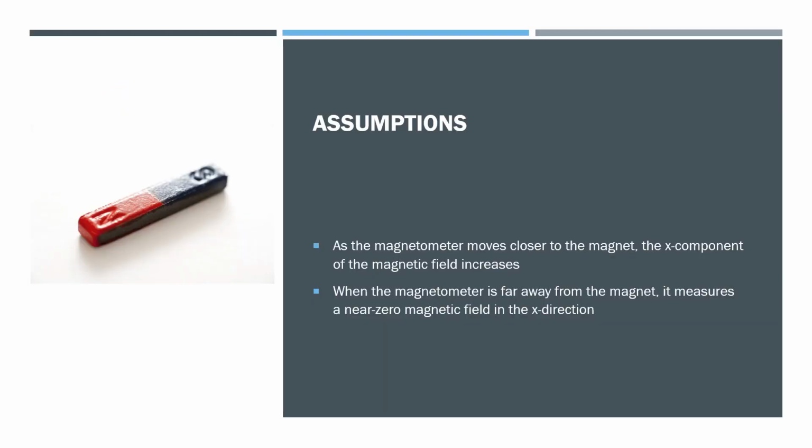While seeing this, we can make some assumptions. These are what I saw. As the magnetometer moves closer to the magnet, the x component of the magnetic field increases, and when the magnetometer is far away from the magnet, it measures a near zero magnetic field in the x direction. The other assumptions in the lab were not true.